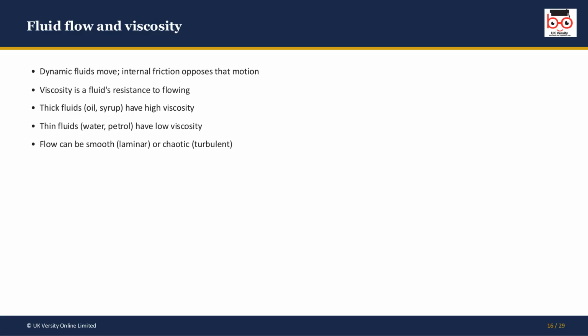Now let's set the fluid moving. Once a fluid flows, an internal friction opposes that motion, and we call that resistance viscosity. Thick fluids like oil and syrup have a high viscosity, while thin fluids like water and petrol have a low one. Flow itself comes in two characters: smooth and orderly, which we call laminar, or chaotic and swirling, which we call turbulent. Knowing which you've got matters a great deal in real pipe and pump design.